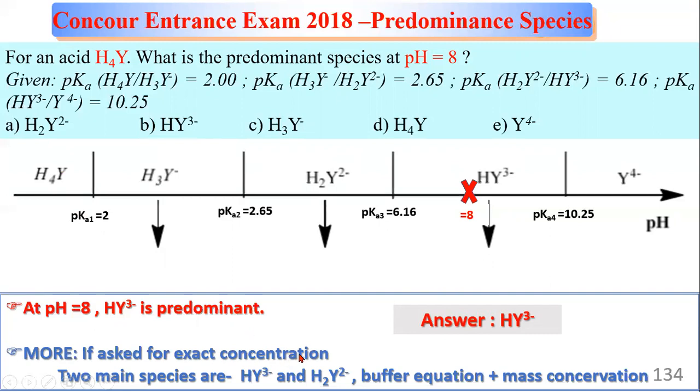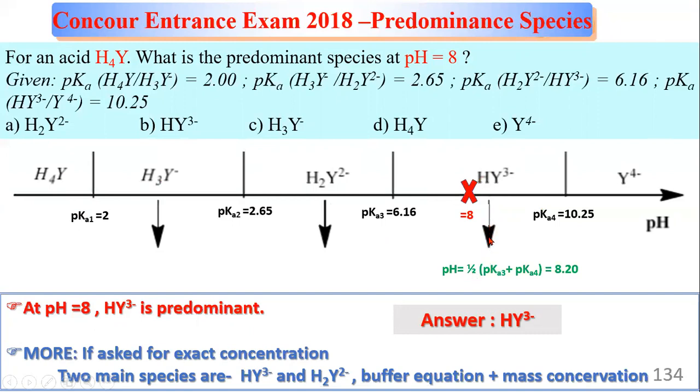Now, if you're asked for exact concentrations, that's when you need a little bit more detail on your diagram. I usually put this diagram, and I actually sit there and calculate the pH. If I'm in this region, I just put a line in the middle where I only have my HY3 minus species. And that pH for that species is an amphiolite, and it will be half.